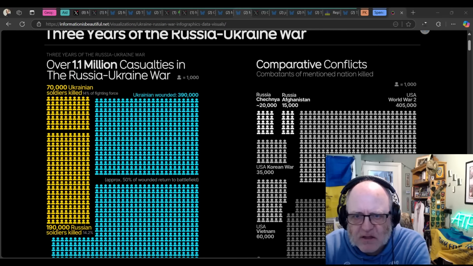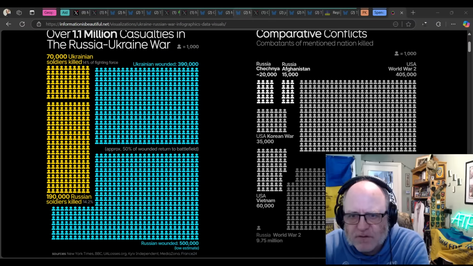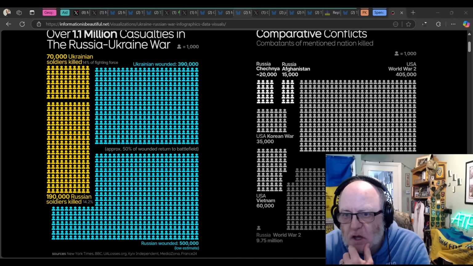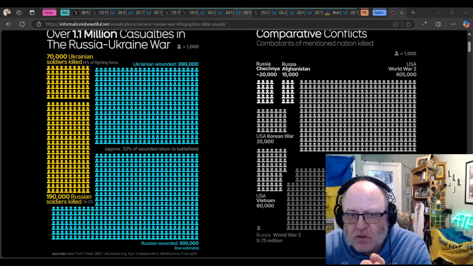And then for some context, here are some comparative loss stats from other conflicts. Combatants of the mentioned nation killed. So the USA in World War II lost 405,000 killed, and 384,000 for the UK in World War II killed. I didn't know that the Americans lost more than British soldiers in the entire World War, so that's an interesting statistic. And then, goodness me, Russia lost 20,000 in Chechnya, 15,000 in Afghanistan. The Afghanistan war was much longer than this present one. So it shows you how many people are dying in this war compared to previous Russian conflicts in modern history.